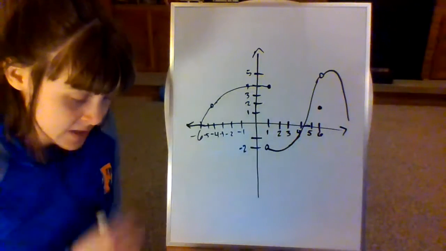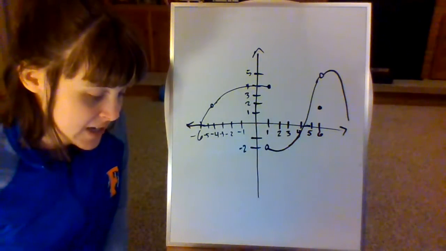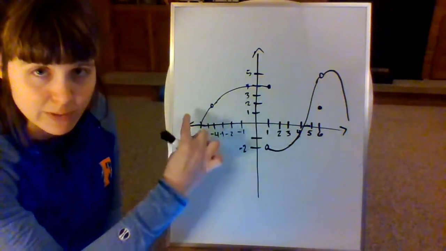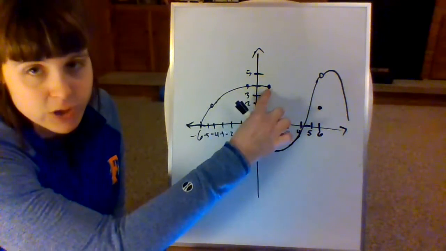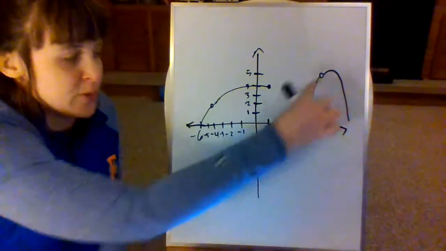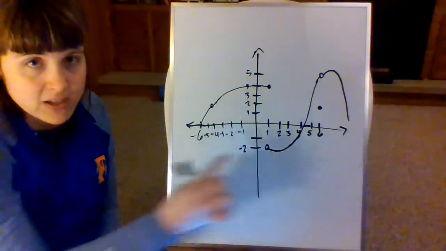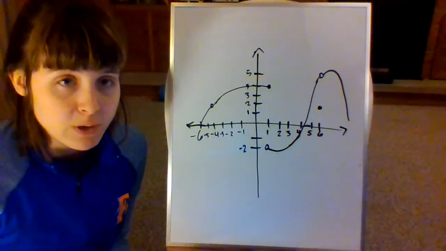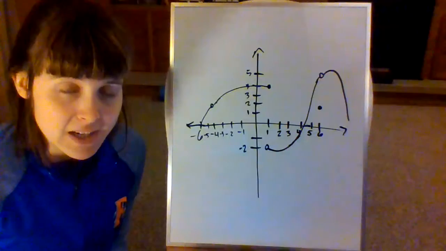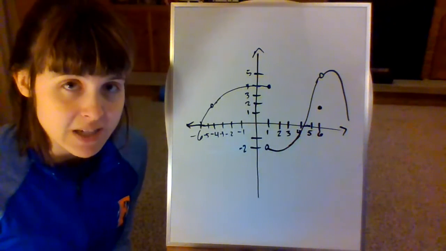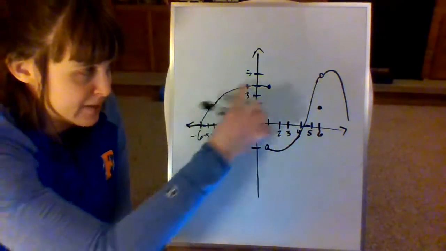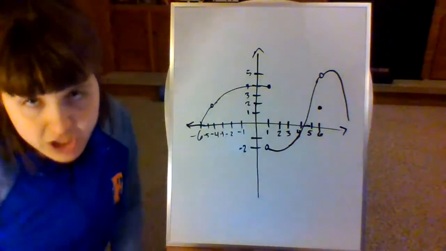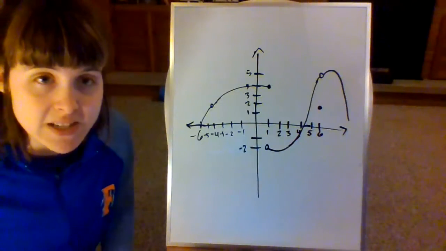Alright, part B says find the limit of f of x as x approaches 1. So here's 1. As we come in from the left side, it's approaching this point. But as we come in from the right side, it's approaching this point. And if you recall from way back in the fall, when it approaches two different values from the left and from the right, we have to say that the limit does not exist. Because from the left it's approaching this, but from the right it's approaching this. So we're not really sure what's going on, so you have to say the limit does not exist.